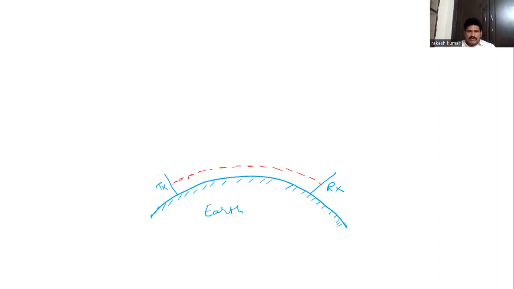So let us consider this is A. What is this mode A? Mode A is ground wave propagation. This is very near to the earth surface, and any signal less than 2 megahertz I can transmit from transmitter to receiver using ground wave, which follows the curvature of the earth surface.